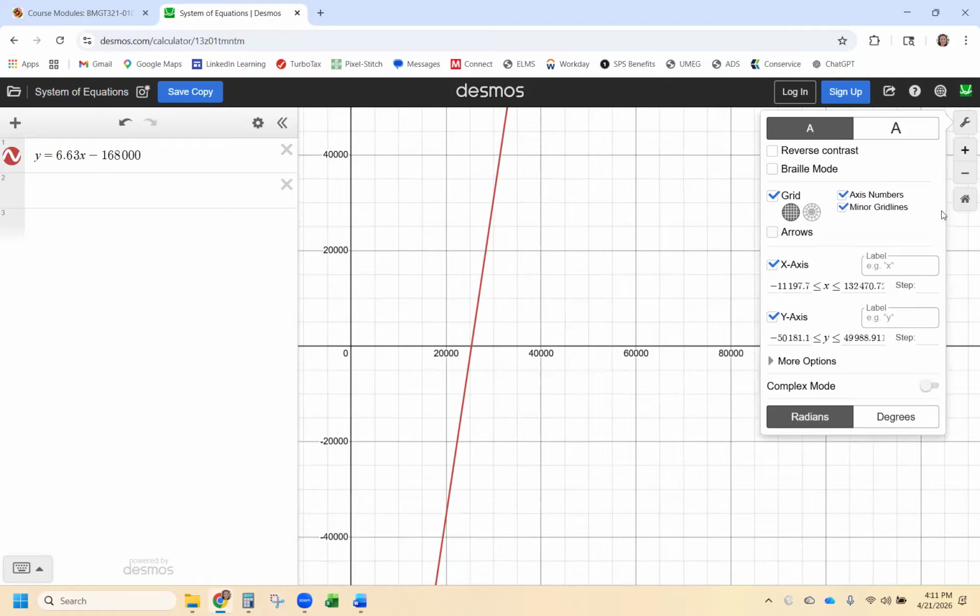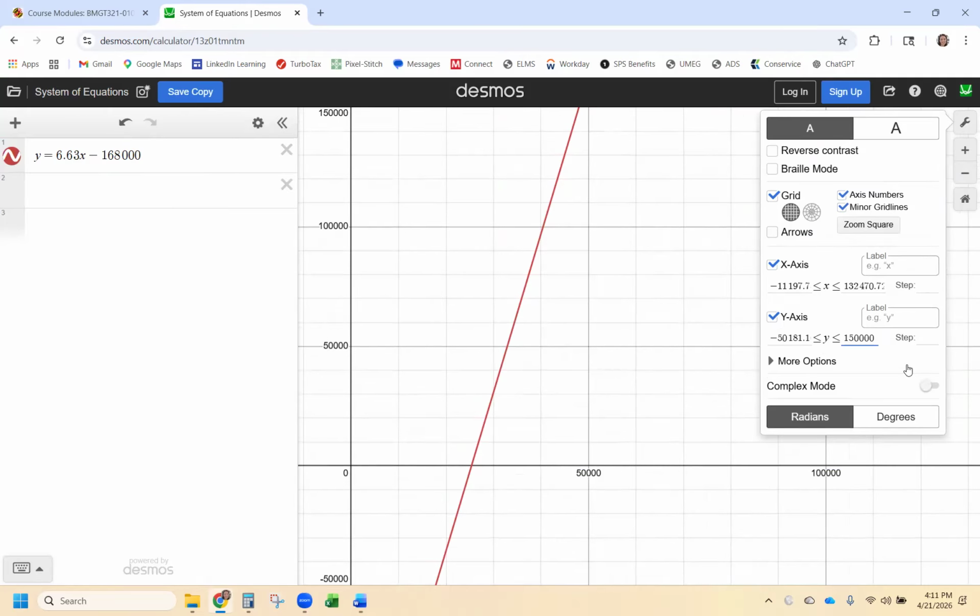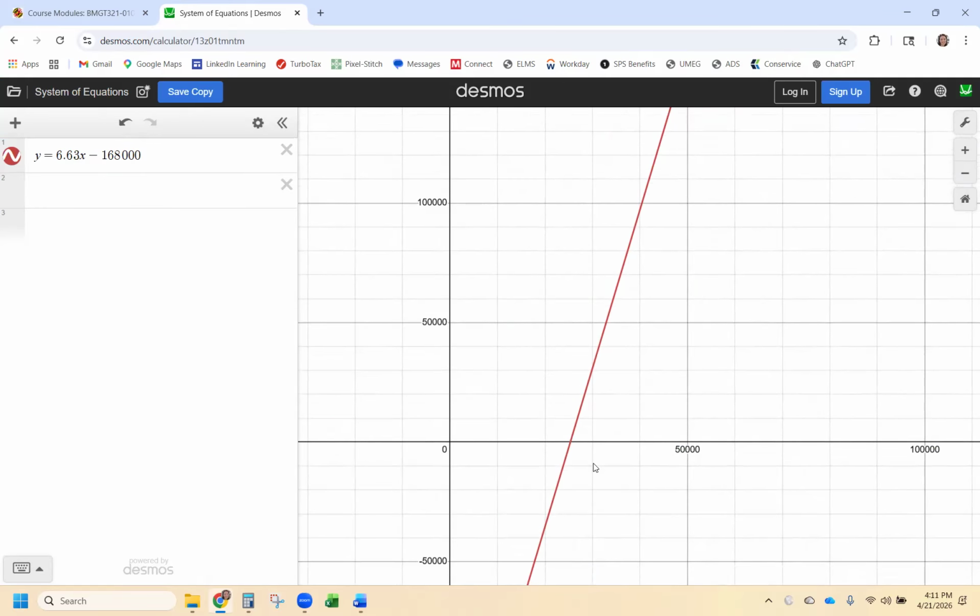Let me adjust it just a little so the y-axis goes up a little higher. There we go. That's my break-even point right there. Zero profit is that many units, 25,339 units. Is that what it says in the book, in the notes, for break-even point in units? 25,334. Nice. So on page 9, BEP in units, 25,334.